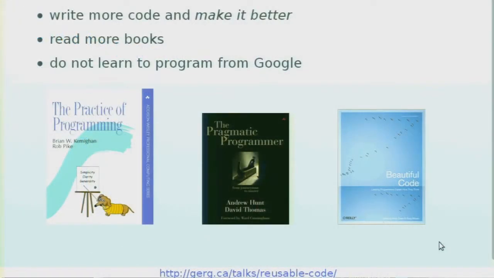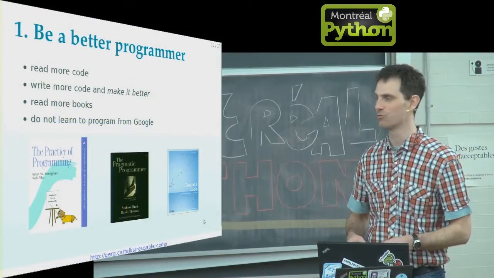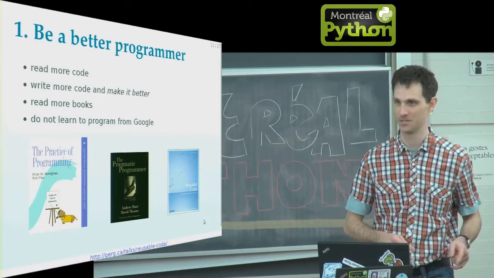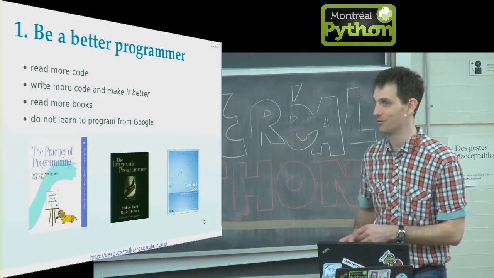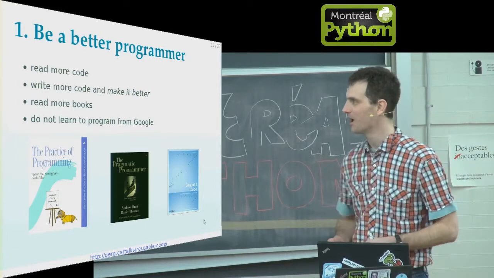Write more code. Obviously, you get better at something by doing more of it. But it's not enough just to write thousands and thousands of lines of code. Go back, revisit it. Critique your own code ruthlessly. Refactor it mercilessly. Because if you critique it mercilessly, it will be much less painful when somebody else comes along to critique it because they won't have as much to complain about.